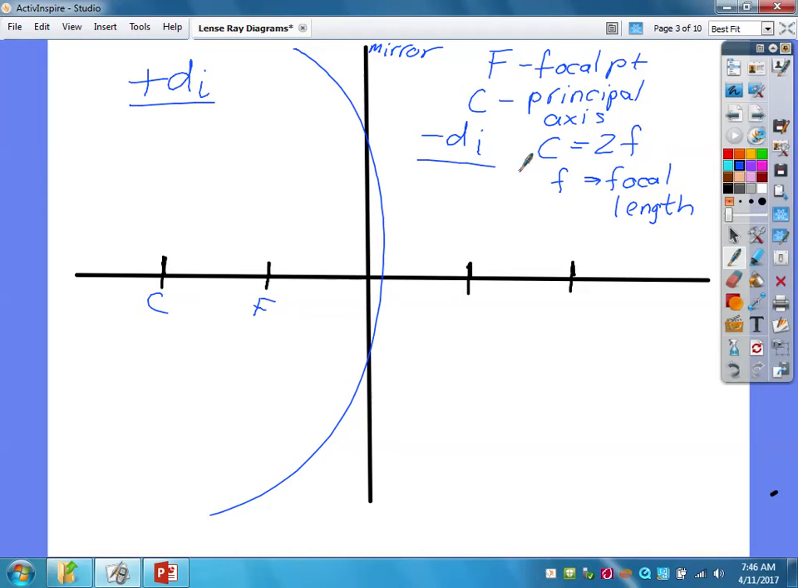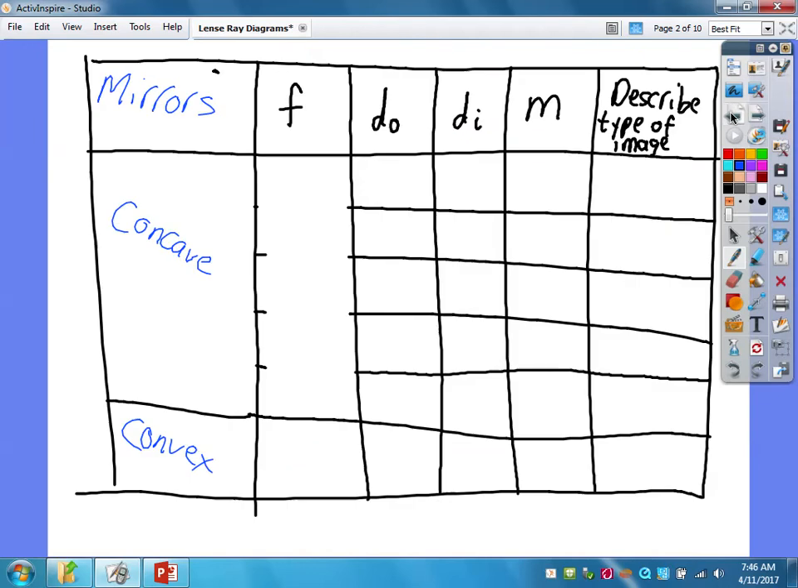All right, so here we go. We're going to get started now. What we have already figured out is that for concave mirrors, the focal length, F, is always going to be positive. And I'm going to do another video going over the math, the formula that you're going to use to do some of the calculations for this. So the focal length will always be a positive number for a concave mirror.